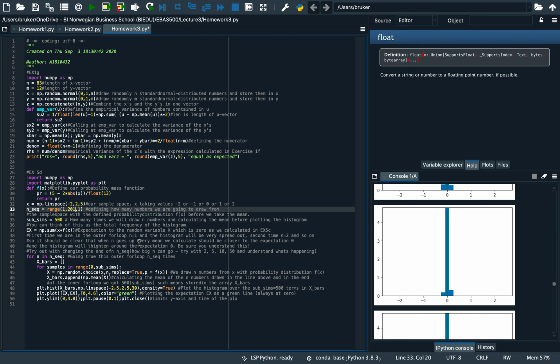First time we are in the outer for loop, n is equal to 1, and the histogram will be very spread out. Second time n equals 2, and so on. So it should be clear that when n goes up, every mean we calculate should be closer to the expectation 0, and the histogram will tighten around the expectation 0. Be sure you understand this. You have to try out changing the end of the n sequence, especially how big n can go. Try with 2, 5, 10, 50 and understand what's happening.